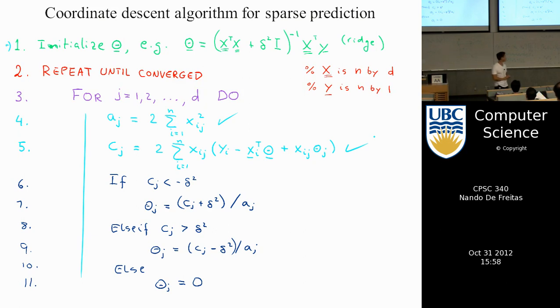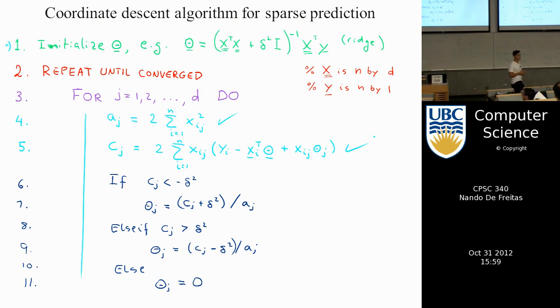So when we are calculating theta j, we are using the updated values of aj and cj for all the thetas which have already been updated? That's correct. As you can see here, we're looping from j equal 1 to d. And each theta is using the previous values.